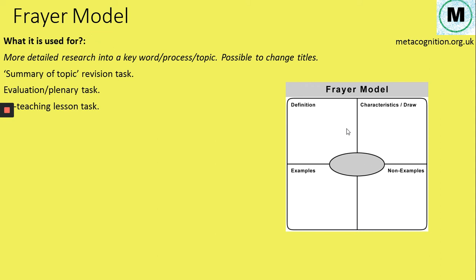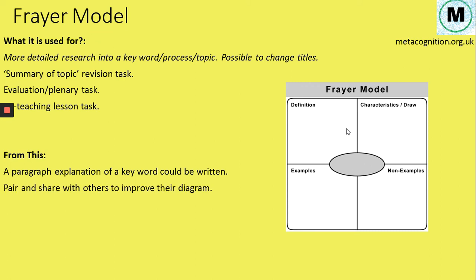So it saves you repeating what they already know. So from this, what can you do? You can get students to write out a paragraph explaining their keyword or their concept, starting off with the definition, going through the characteristics and then examples. You can get them to pair and share, so this is brilliant.